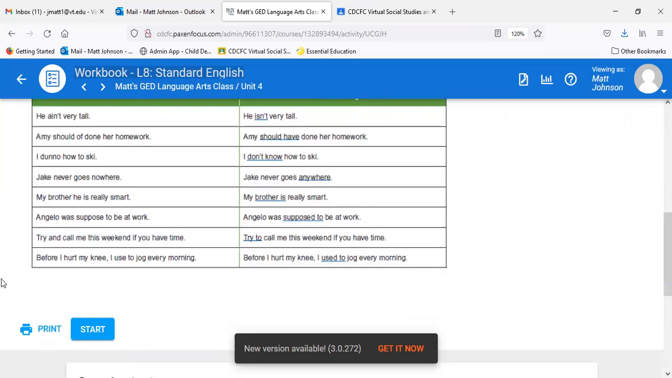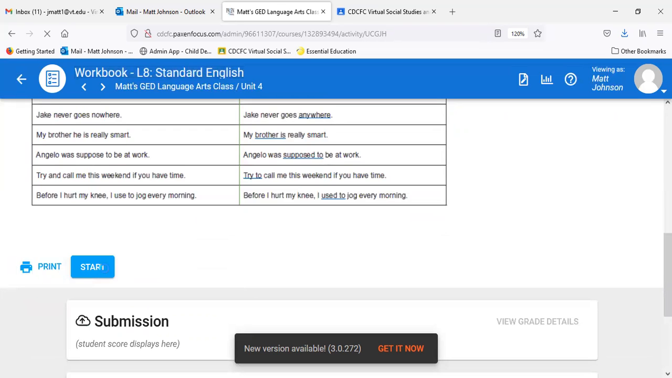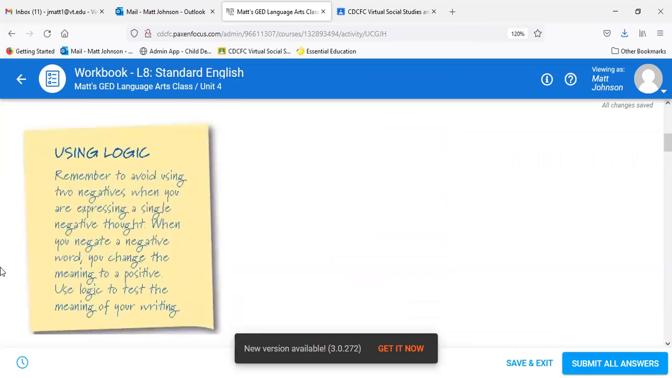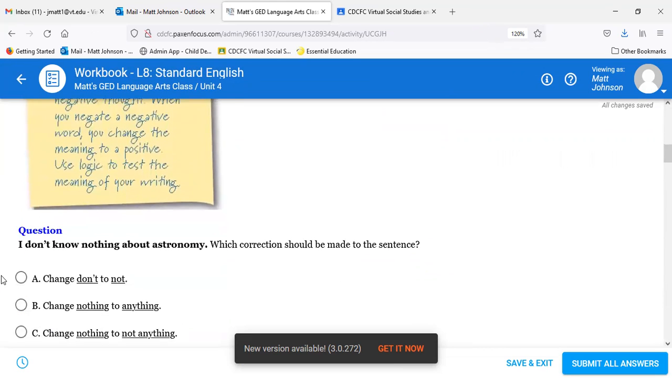So let's see here. Let's go to the workbook. And then remember to avoid using two negatives, right? That's a big one. Double negatives. When you're expressing a single negative thought, when you negate a negative word, you change the meaning to a positive, right? So use logic to test the meaning of your writing. And those simple hints: if I have those two negatives close together, making sure I eliminate one. Just the other things that you can immediately check on, like when you're using use or oppose, suppose, stuff like that. And just generally, when you're writing, as I mentioned, in formal writing, avoid contractions. That will also help you as well.